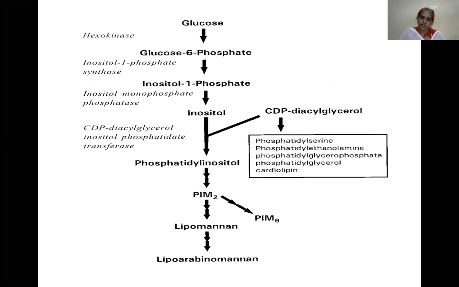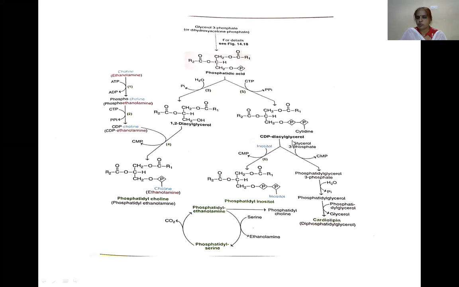For the synthesis of inositol, glucose is the precursor. Glucose will convert to glucose 6-phosphate. After some reactions, glucose 6-phosphate is converted to inositol 1-phosphate. This inositol 1-phosphate will convert to inositol, and when combined with CDP diacylglycerol, it is converted to phosphatidylinositol. For the formation of CDP diacylglycerol, phosphoric acid is required. So CDP diacylglycerol, when combined with inositol, produces phosphatidylinositol. This reaction is catalyzed by CDP diacylglycerol inositol transferase. CDP diacylglycerol is also involved in the production of cardiolipin.